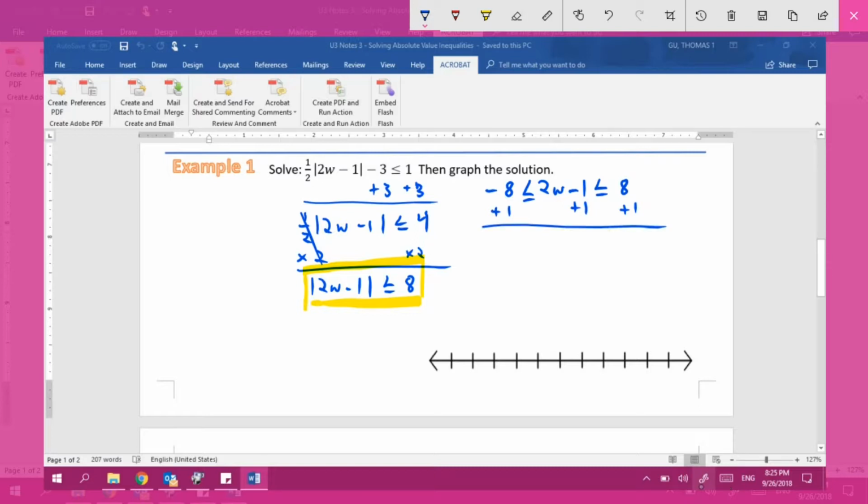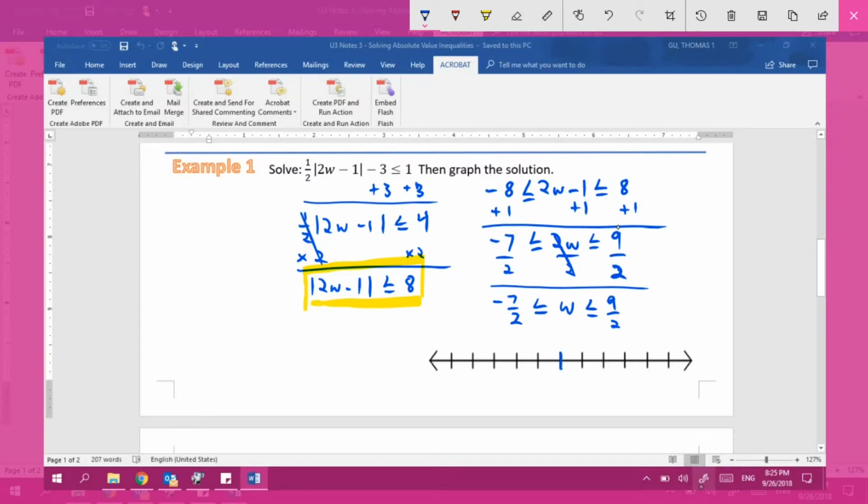All right, what's negative 8 plus 1? That's negative 7, less than or equal to 2w. And that's less than or equal to 8 plus 1, which is 9. And then finally, I just need to divide by 2. And we can see these are going to leave my answers in fractions. So over here, I've got negative 7 over 2, which is less than or equal to w, which is less than or equal to 9 over 2. So you might be able to see this in decimals, but we can leave it as a fraction.